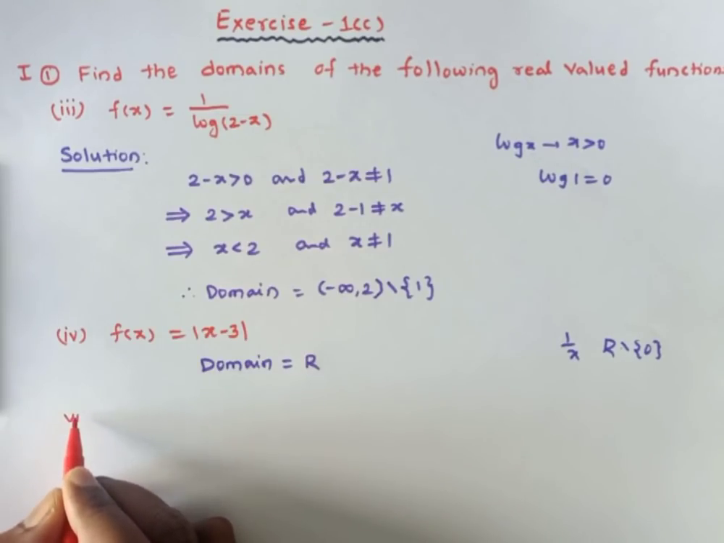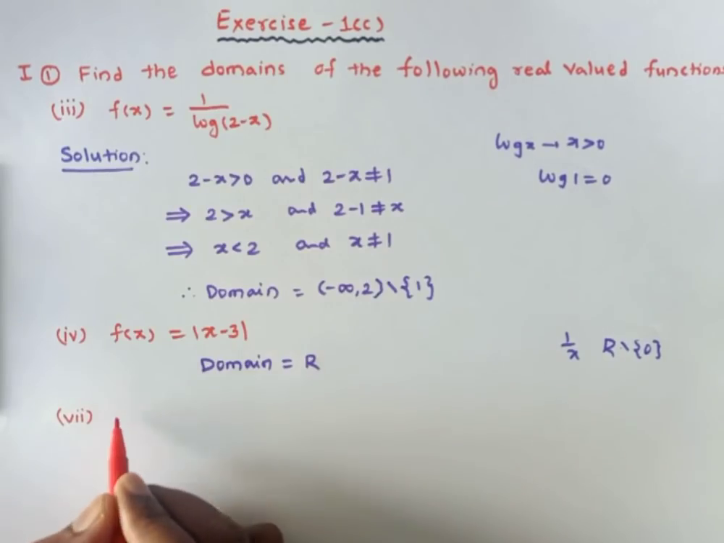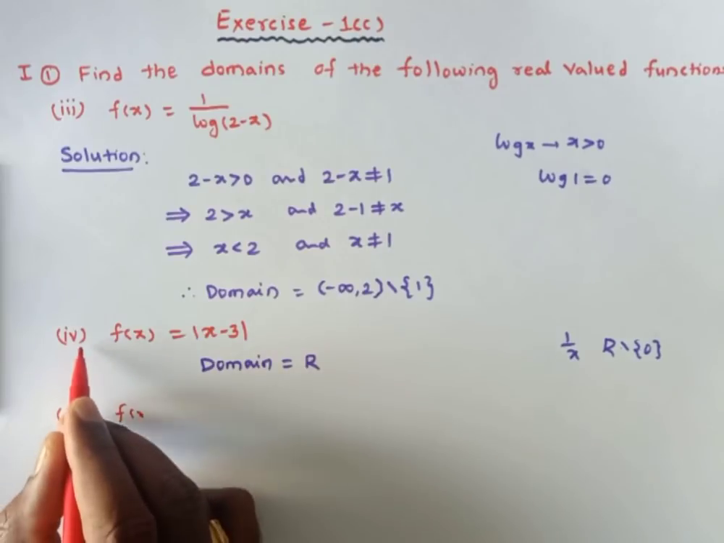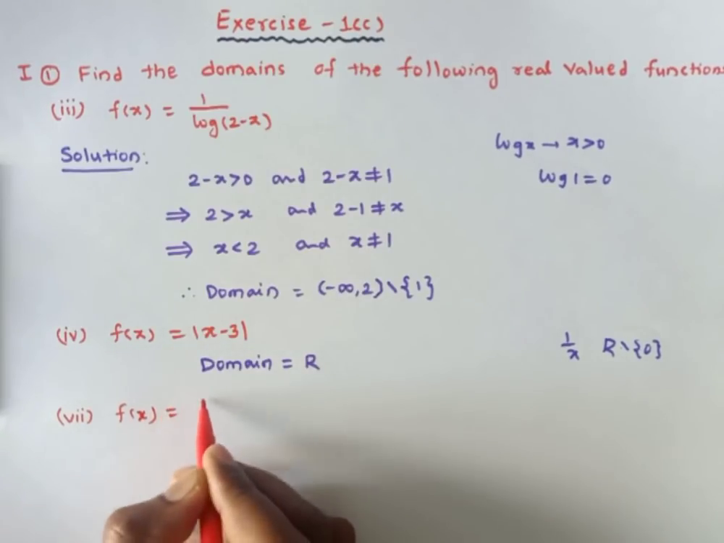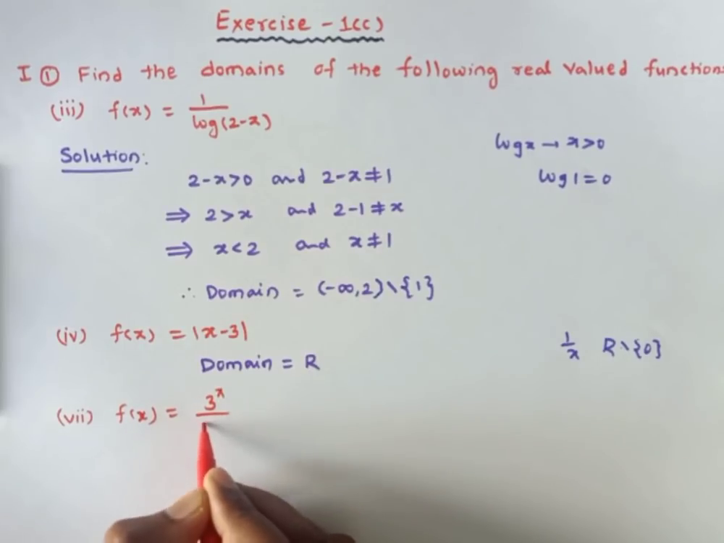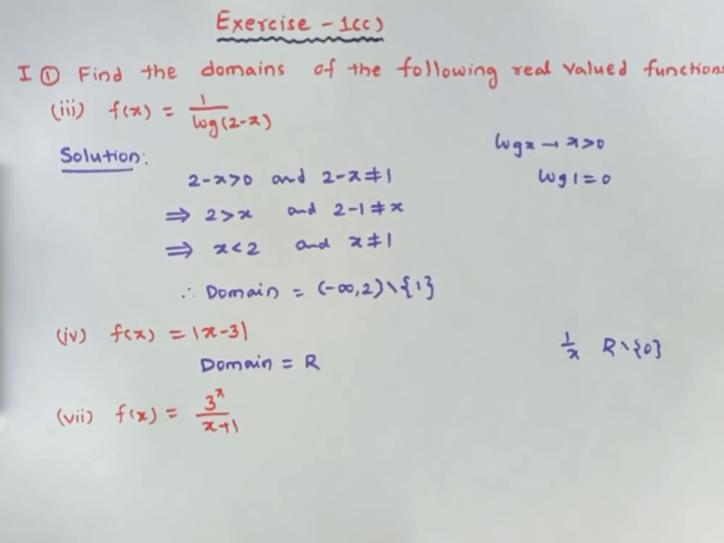And next, problem number 7. After 5 and 6 are already done, it is f of x is equal to 3 to the power of x by x plus 1. Now, it is like f by g form. So f is an exponential function. Already we know the exponential function is defined for all real numbers. So there is no issue with this one. But there is a denominator.